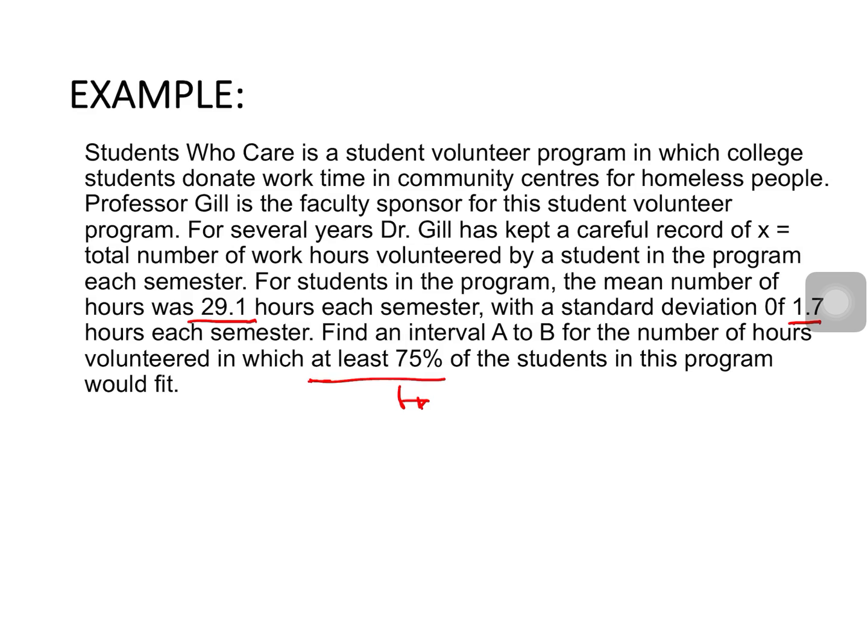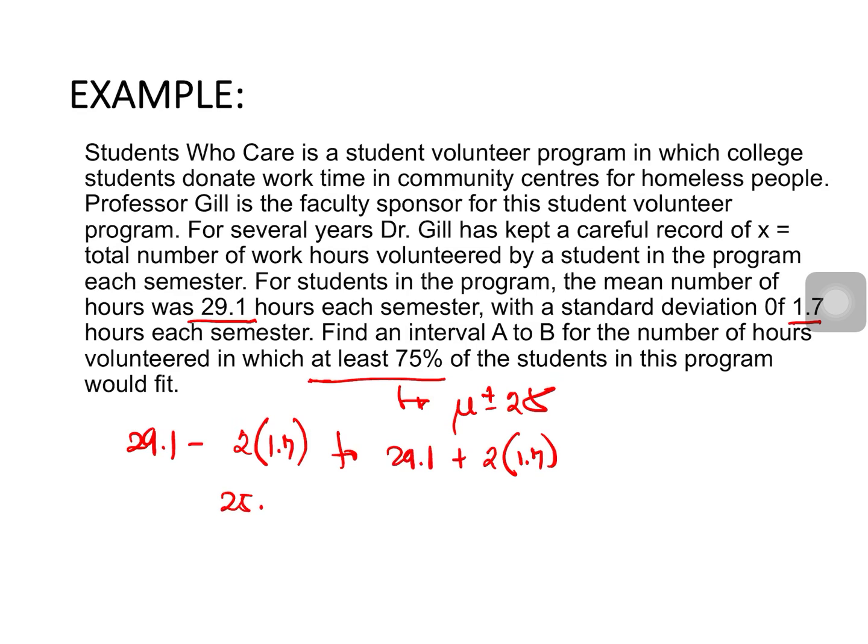This is where mu plus minus 2 standard deviations. So we have 29.1 minus 2 times 1.7 to 29.1 plus 2 times 1.7. And we have there 25.7 to 32.5. This is our interval.